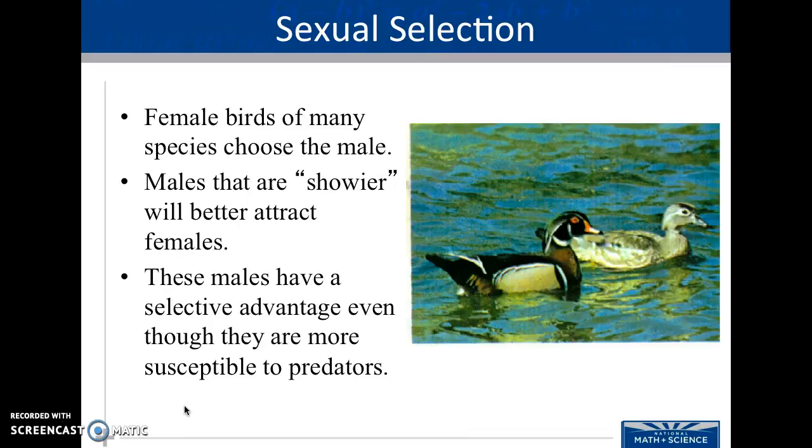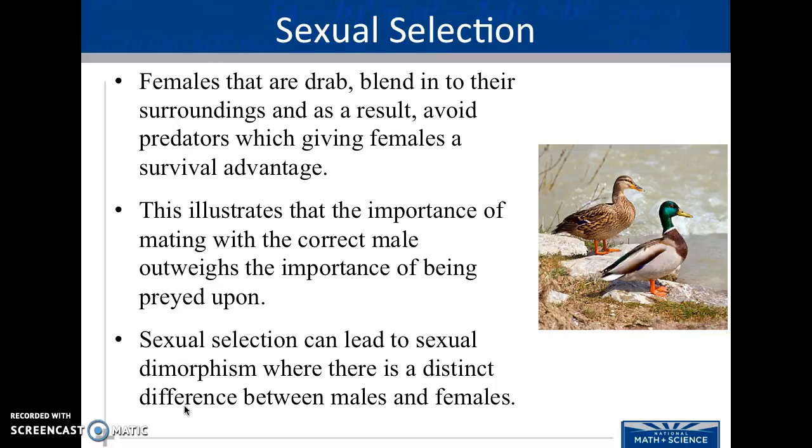Besides our peacock, we also see that in other species the males are supposed to be showier or more colorful. When we think about birds, like the cardinal is a red bird, the female is a brown bird. These males have a selective advantage. They are more susceptible to predators, but the showier they are, the more likely they are to pass on their genetics. Again, this impacts the genetic makeup of the whole population pool. Females are drab because they blend in. They need to be able to survive and take care of offspring.